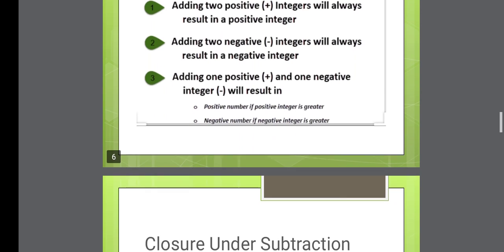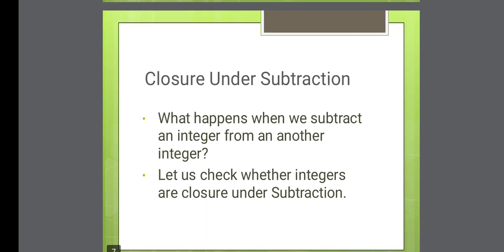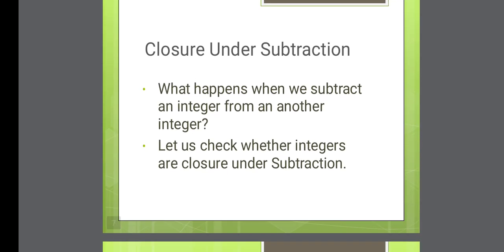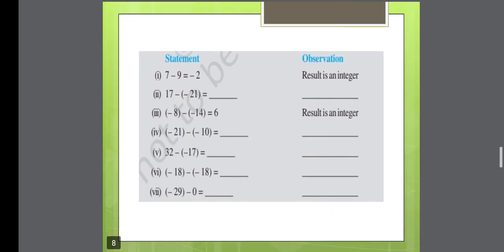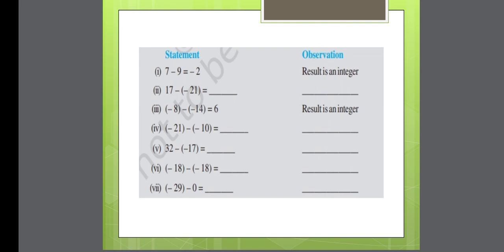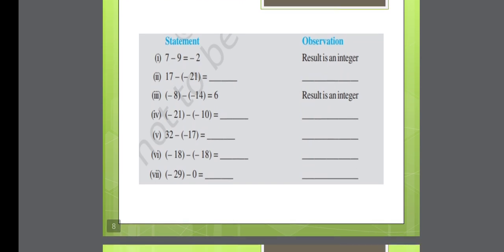Okay students, now let us check the closure under subtraction property. What happens when we subtract an integer from another integer? Let us check whether integers are closed under subtraction. In the first statement, if we subtract 7 from 9, we get minus 2, where minus 2 is an integer.